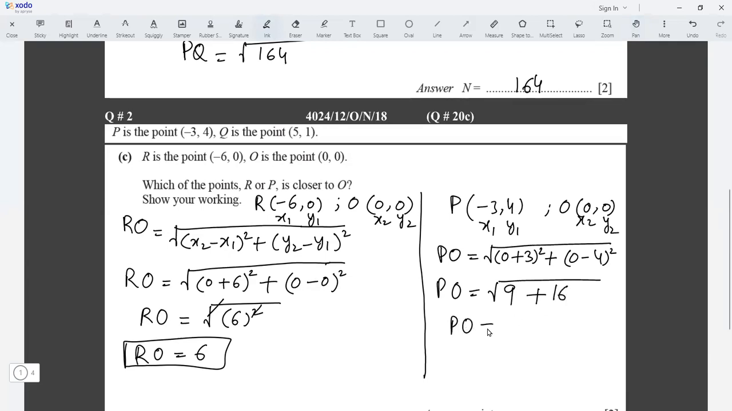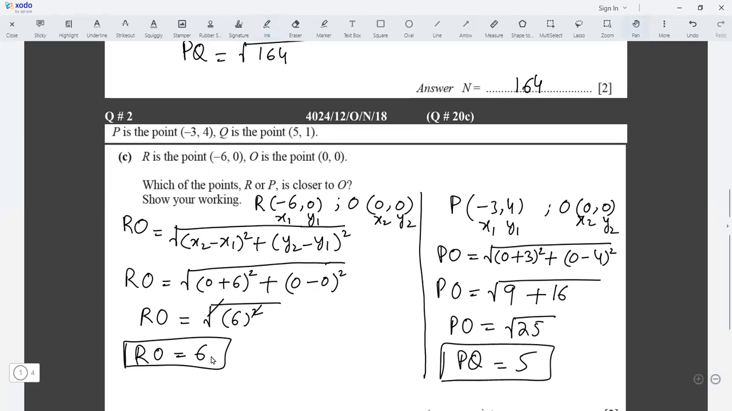So PO equals the square root of 25. 16 plus 9 is 25. So 25 is a perfect square, so we can write down the answer quite easily because it's the square of 5. So the answer is 5. The one which has the smaller answer will be closer to point O.